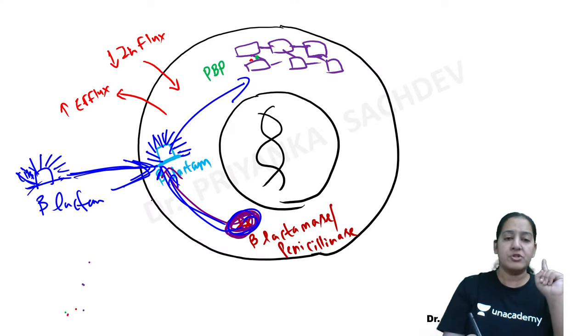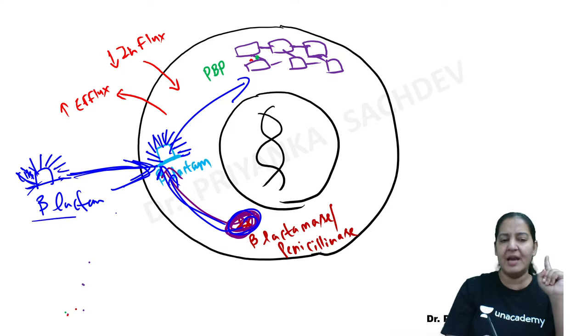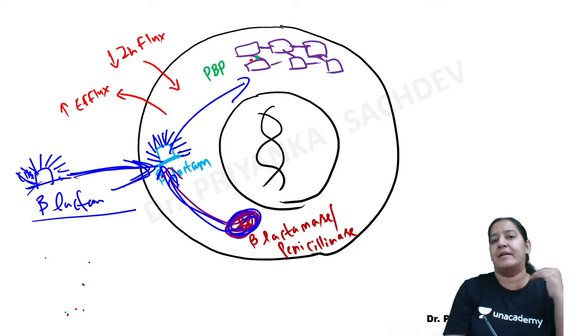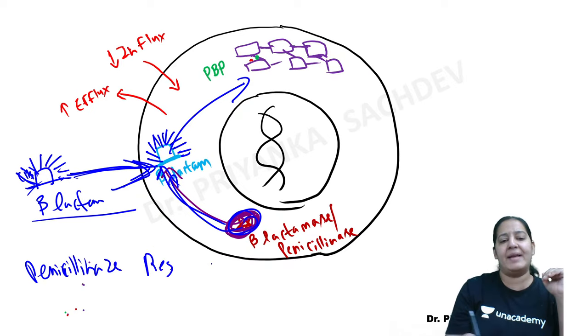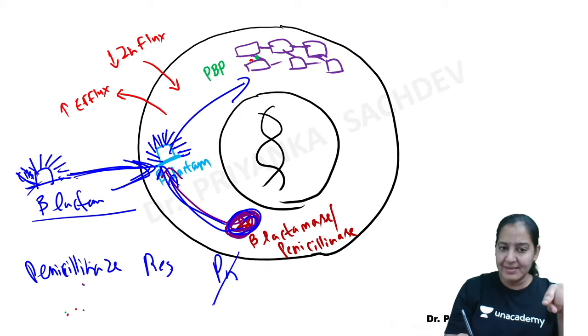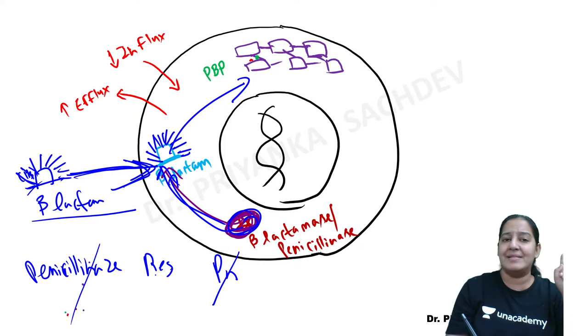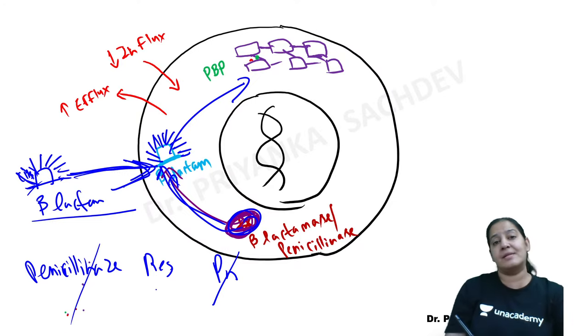You got my point? So such beta-lactam antibiotics in which multiple side chains are present, they are known as penicillinase-resistant penicillin. What they are known as? They are known as penicillinase-resistant penicillin. Right? These are the penicillins which are not degraded by the enzyme penicillinase. So these are penicillinase-resistant penicillin.